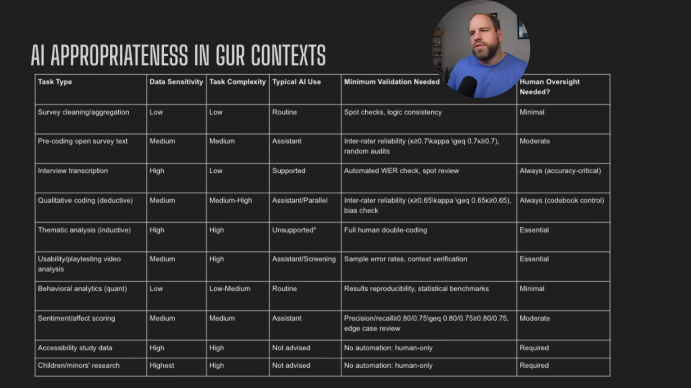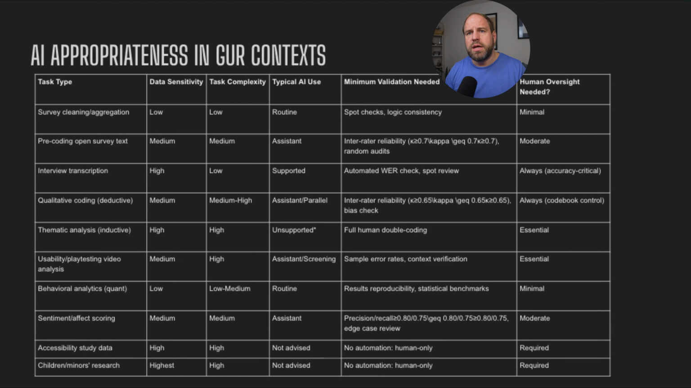And human oversight, for example, is how much a human has to monitor the AI's results. As the tasks are more complex or more sensitive, you want more oversight of the AI. So it moves from minimal to always to required here. It's an easy way to figure this out.